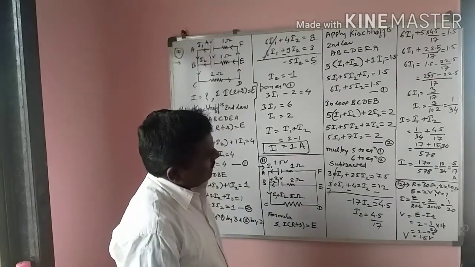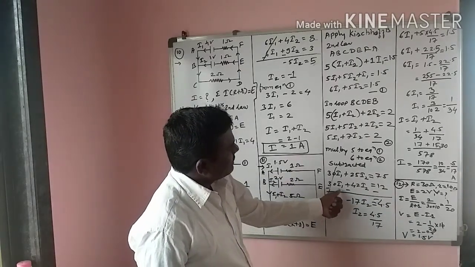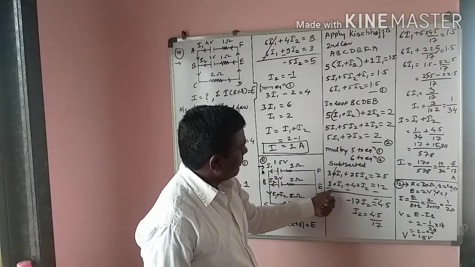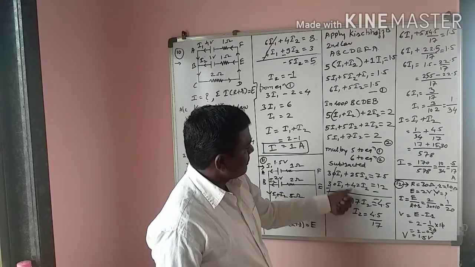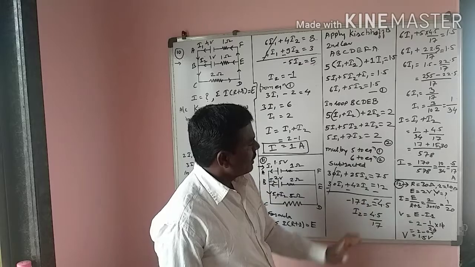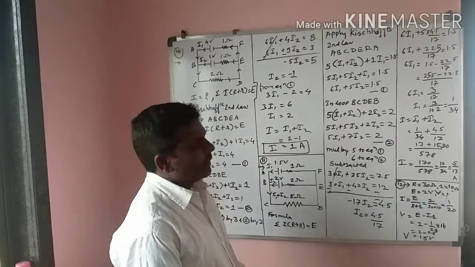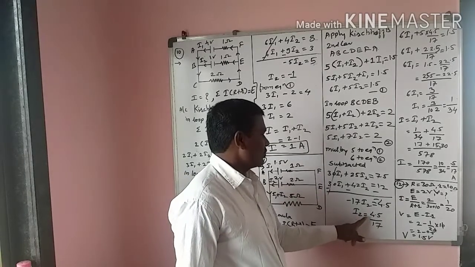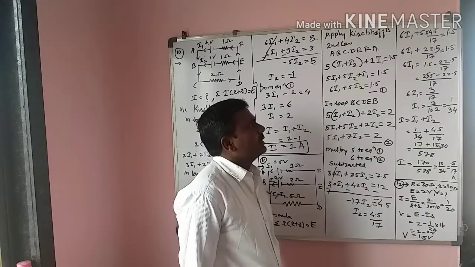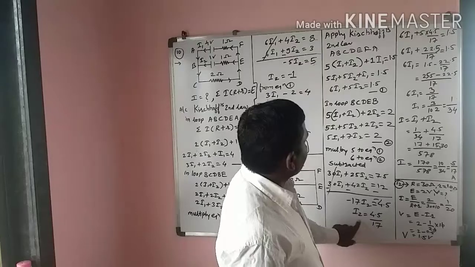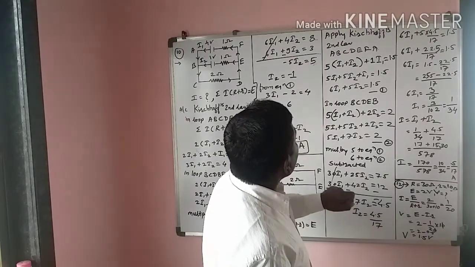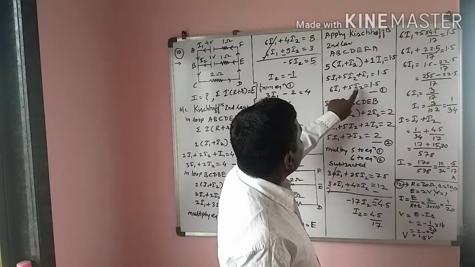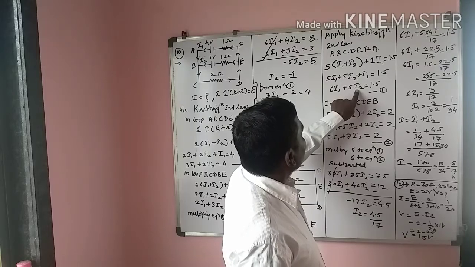When we subtract, the sign of the second equation's terms changes. Here we get, after subtraction, minus 17 I2 is equal to minus 4.5. The same minus signs are there, so we write plus, and I2 is equal to 4.5 upon 17. Again substitute this I2 value in equation 1, that is 4.5 upon 17.